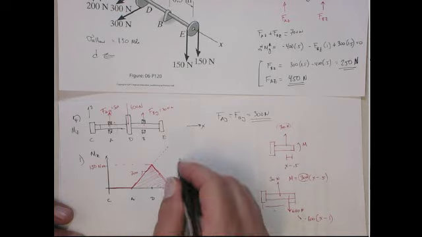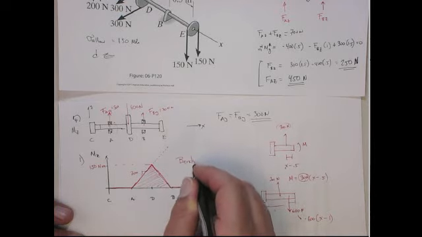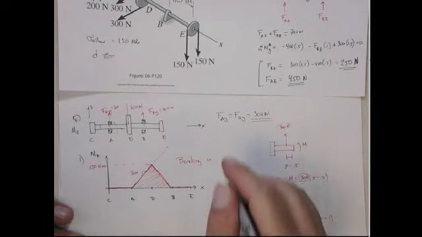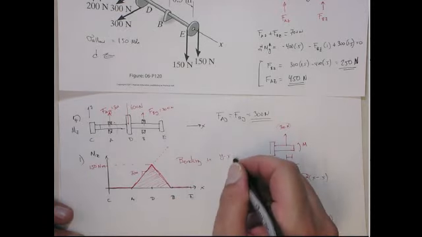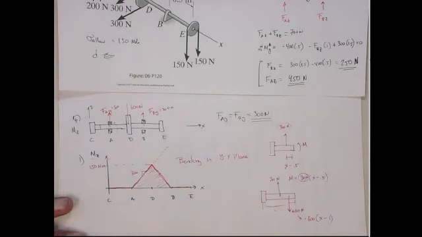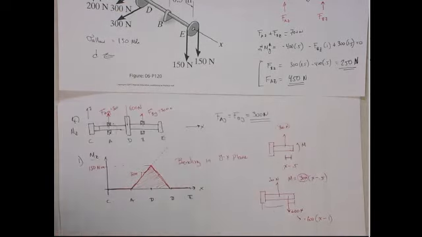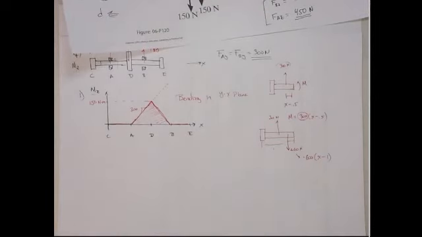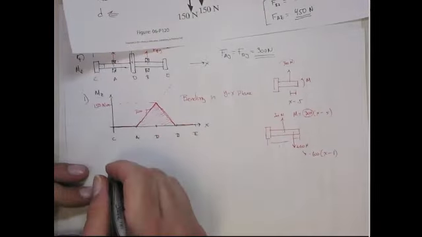This is for bending in the YX plane. Or in other words, that's the bending moment about the z-axis. Okay? So the max is going to be at point D. That's the critical point.